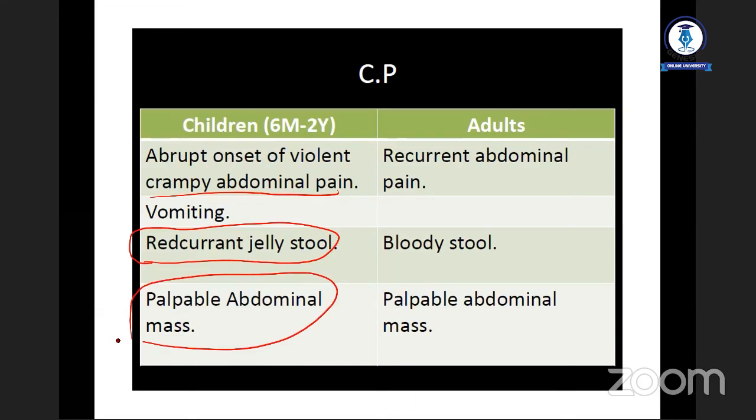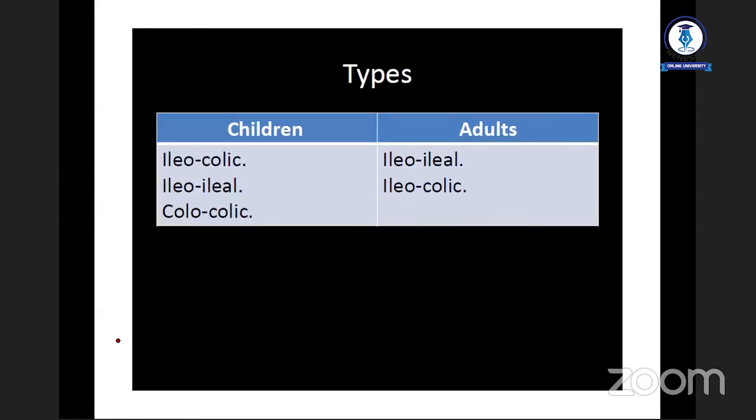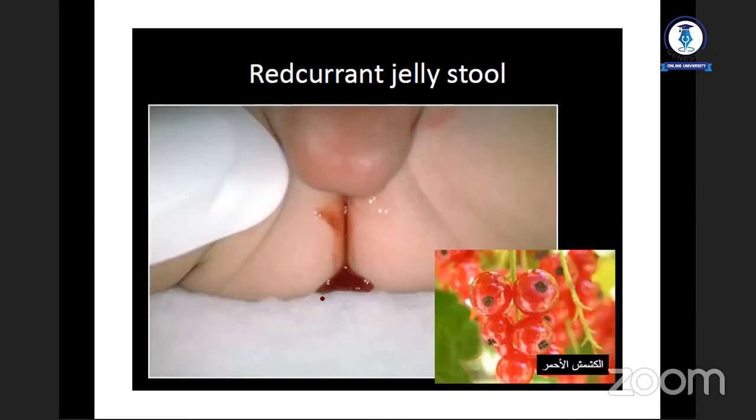In adults, similar features may be present as well. In children, there are ileocolic, ileoileal, colocolic, and different types. In adults, similar things can happen as well. But in children, the commonest one is ileocolic. This is the commonest. So this is called the red currant jelly stool. These are the red currants. So red currant jelly stool.